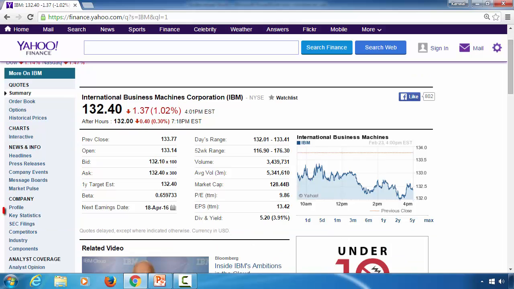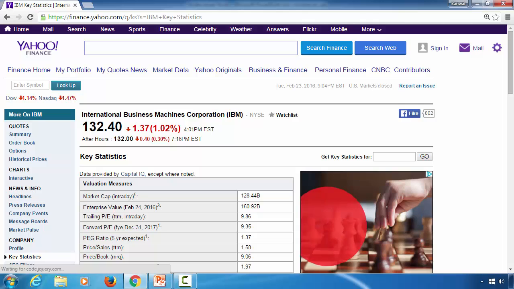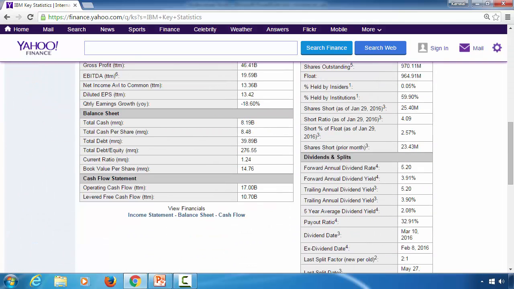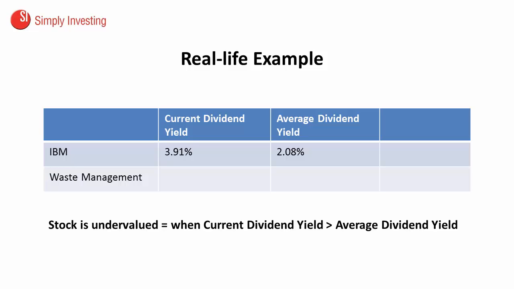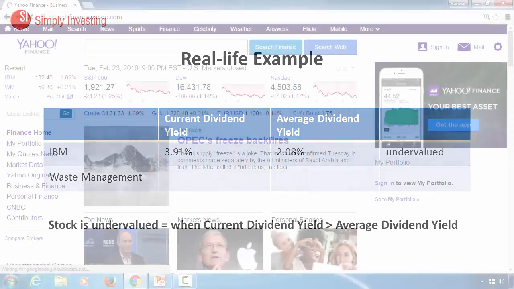To get the average, we're going to click on Key Stats. Scroll down, and you can see that the 5-year average dividend yield for IBM is 2.08%. Let's go ahead and put both of those numbers into our table. So is IBM undervalued or overvalued today? Well, remember, when the current dividend yield is greater than the average dividend yield, the stock is undervalued. So IBM is undervalued.